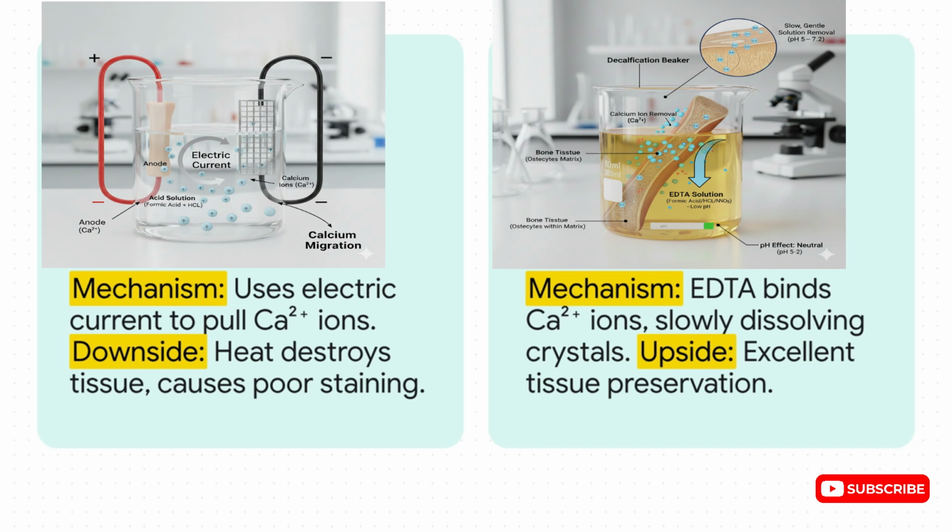Then on the other end of the spectrum, you have EDTA. It's what's called a chelating agent. Think of it like a tiny molecular claw that gently grabs onto individual calcium ions and plucks them out of the tissue. It is super, super slow, but the tissue preservation is just second to none. That makes it perfect for really delicate things like enzyme histochemistry.